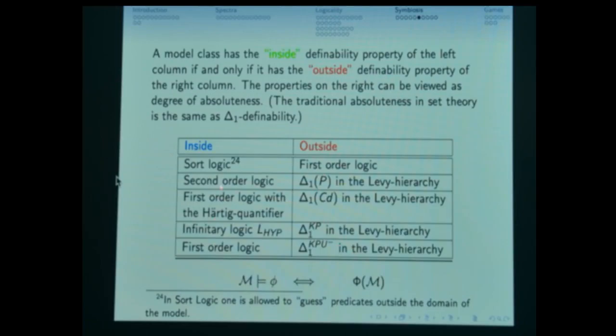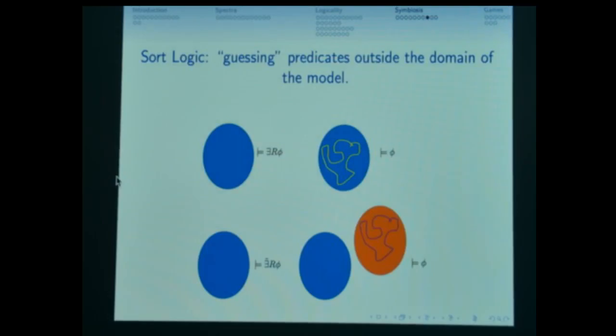Okay, sort logic. What is sort logic? In second order logic, you guess a subset of the domain of the model. In sort logic, you guess the domain outside the model and you guess a subset of that. And again, I will talk to you about that in a few minutes.